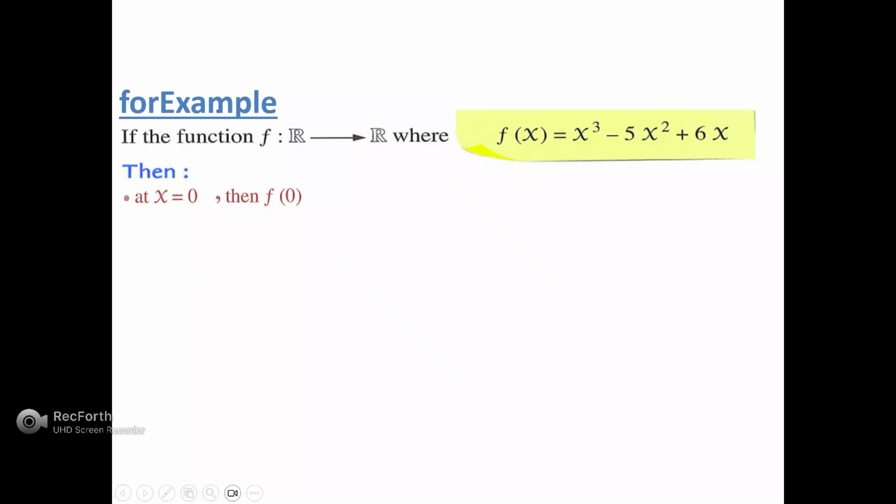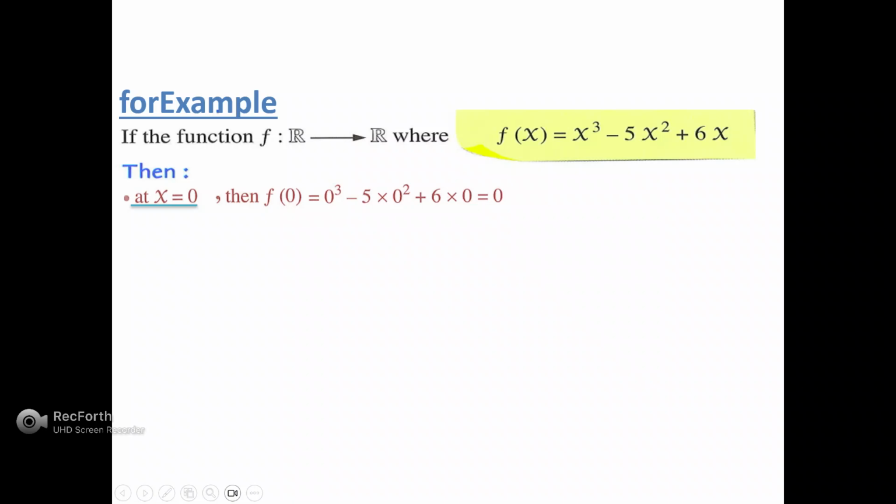If we have x equals 0, what is the meaning of substitution? Substitute means replace each variable by its number. Now we want to replace each x by 0. f of 0 equals 0 power 3 minus 5 times 0 power 2 plus 6 times 0, and the result of this equals 0.